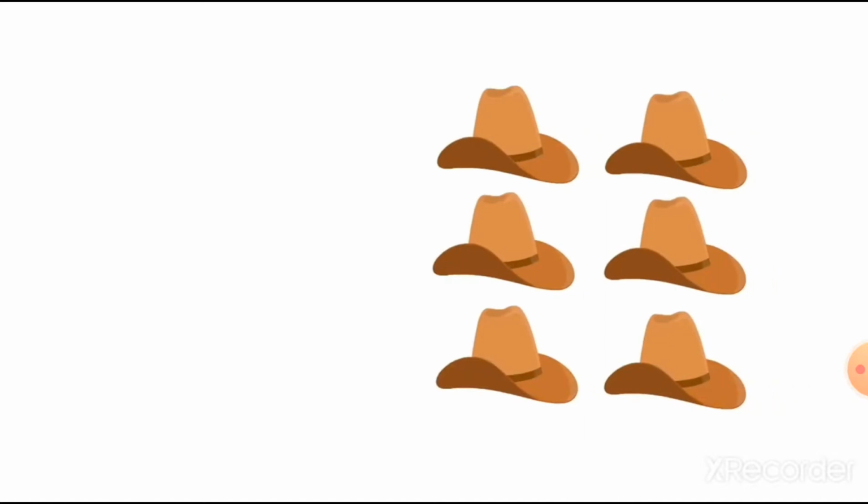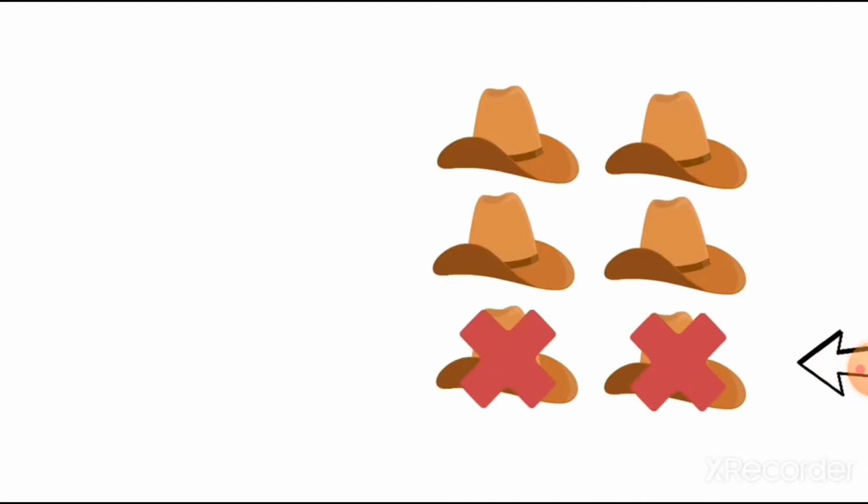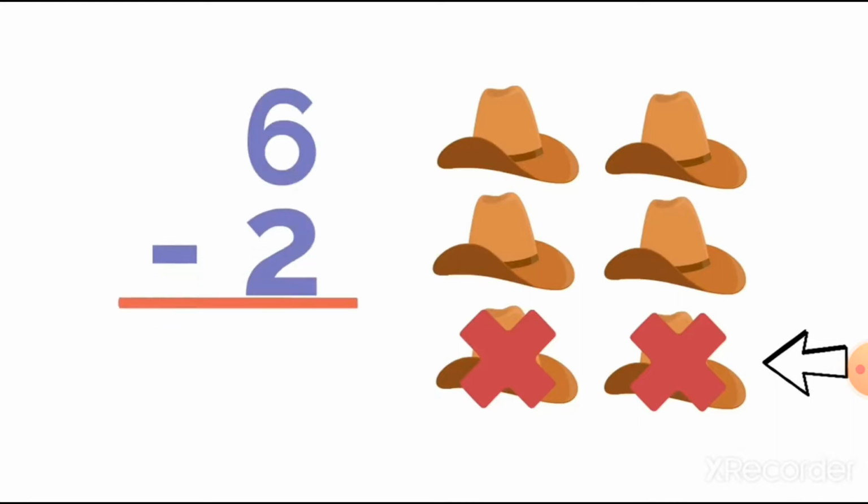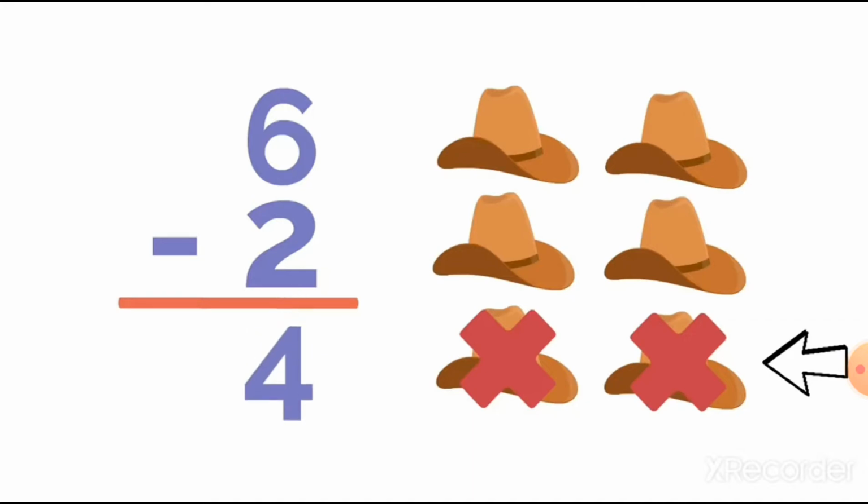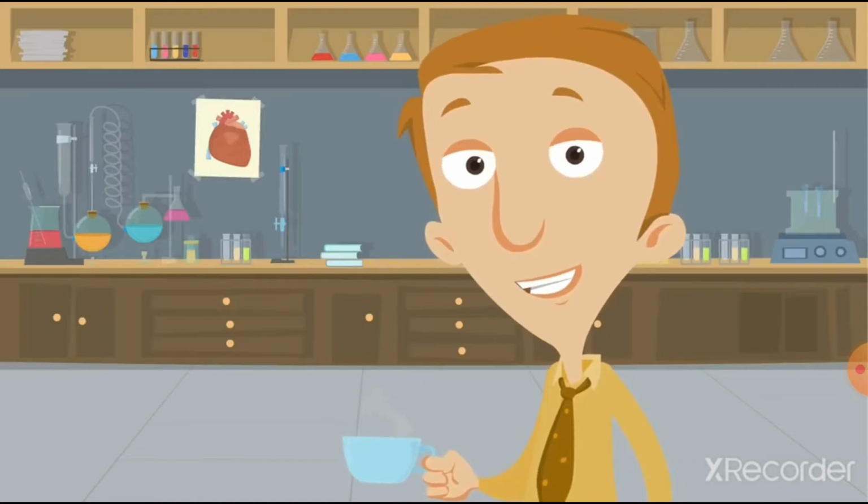Here are 6 caps, you can see. How many caps are there? Please count, students, how many it is. You can see on the screen. We are going to take 2 caps from these 6 caps. So we have a total of 6 caps and we are taking 2 caps from it. How many caps do we have now? You can count on your screen. 1, 2, 3 and 4. You can see we have just 4 caps there.